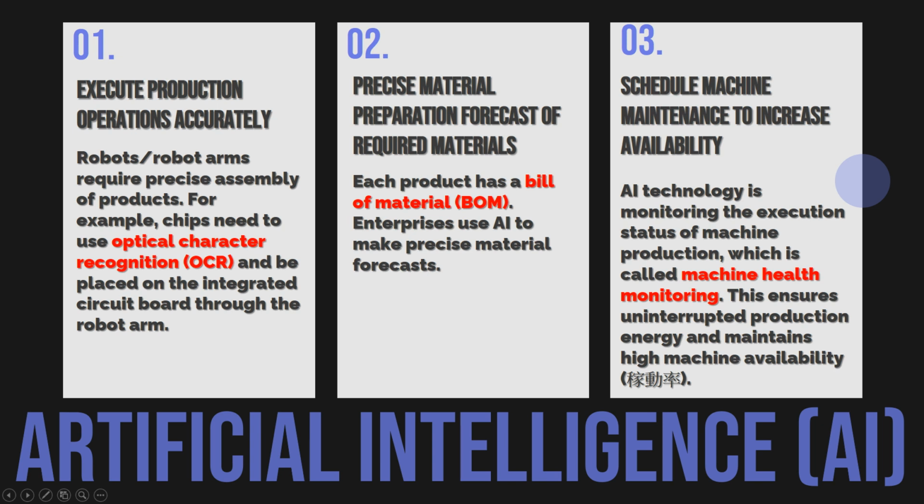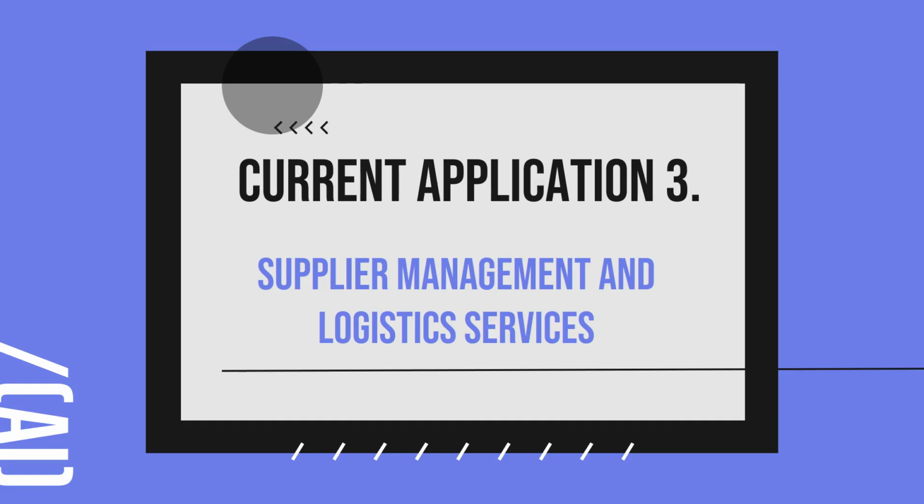And we call machine availability in Chinese 价动率. Okay, this is very important because your machine needs monitoring. Okay, so AI technology monitors the execution status of machine production. Because it is a machine, you have to keep high efficiency. Okay, so the machine availability can be calculated, okay, and used to maintain high productivity, okay. And the third application is about supplier management and logistics services.